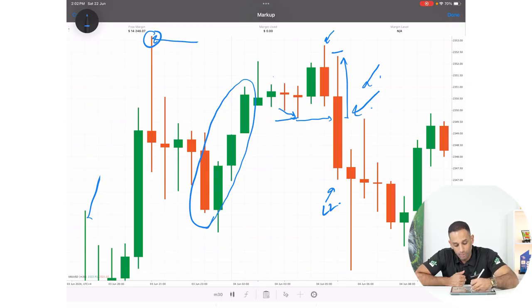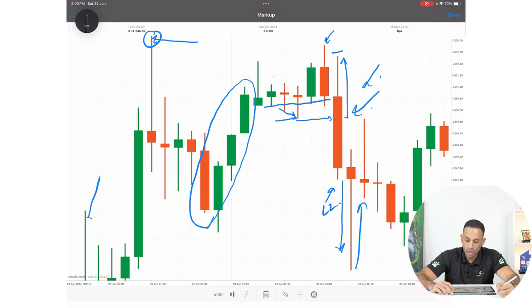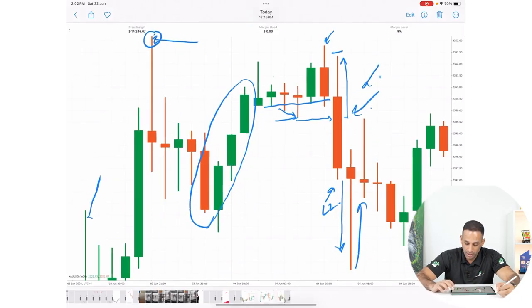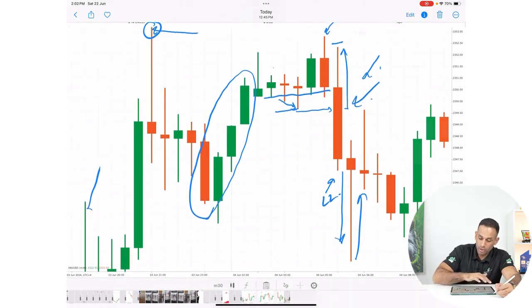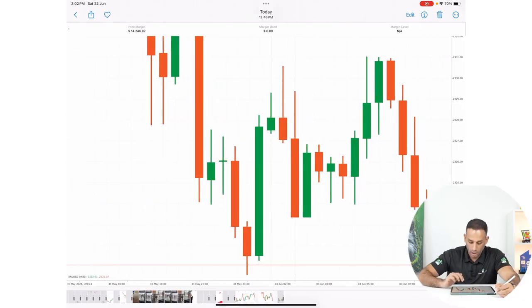Right? So we broke below this consolidation, wicked up, we broke below the low, moved down, and the next candle also moved down, but I guess there was some sort of a rejection. Let's take a look at the next one over here. Let's move on. All right, here we go.